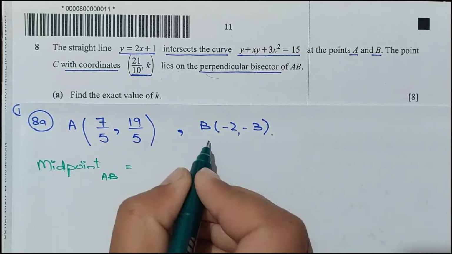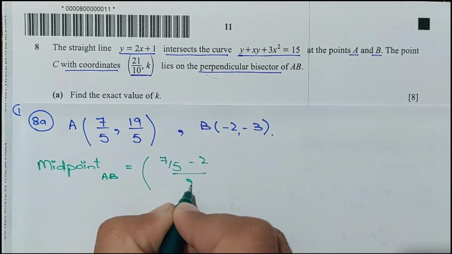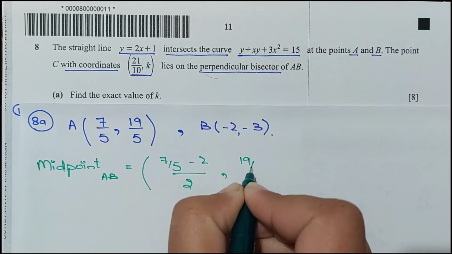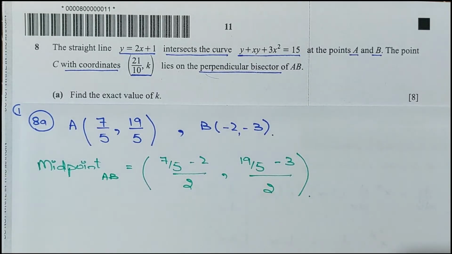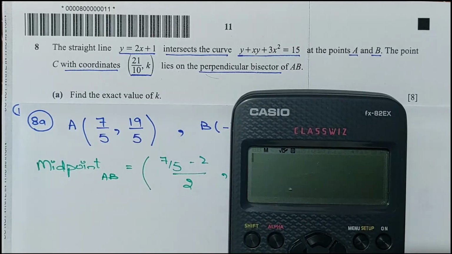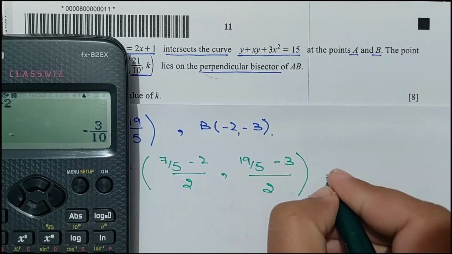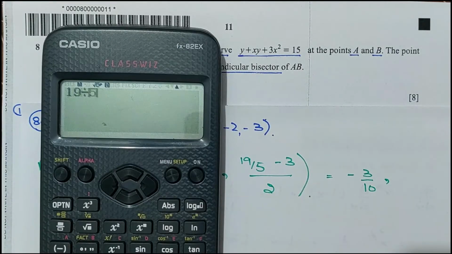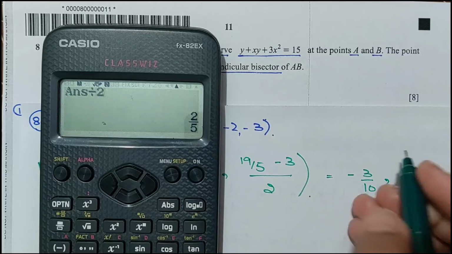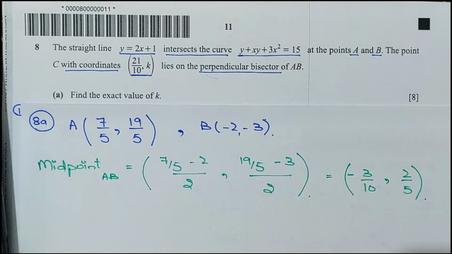For the midpoint, we have to add the x components, which are 7 by 5 and -2, and divide by 2. And add the y components, 19 by 5 and -3, and divide by 2. We will get the midpoint. Let me simplify. 7 by 5 minus 2 divided by 2 is -3 over 10. 19 by 5 minus 3 divided by 2 is 2 by 5. These are the coordinates of the midpoint.